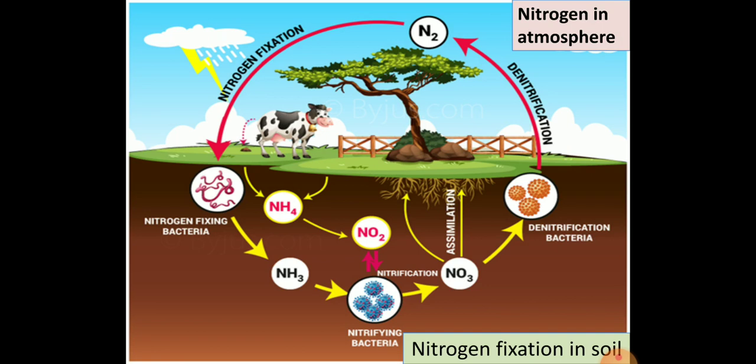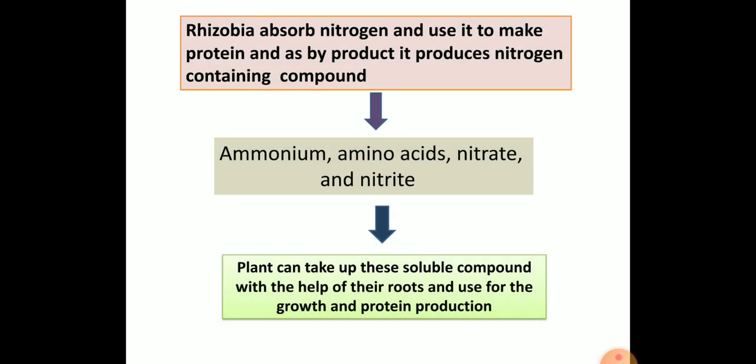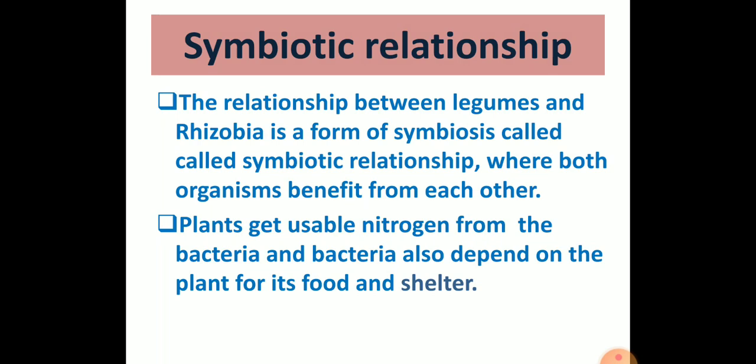So, nitrogen fixation is the process of combining oxygen with nitrogen to form nitrogen compounds such as nitrites and nitrates. So, Rhizobium bacteria absorb nitrogen and use it to make protein, and as a byproduct it produces nitrogen-containing compounds. Plants absorb these nitrogen compounds, which are soluble in nature, from the soil with the help of their roots.